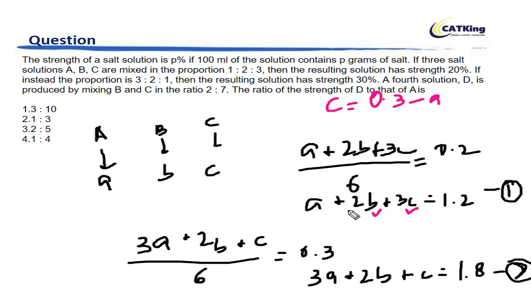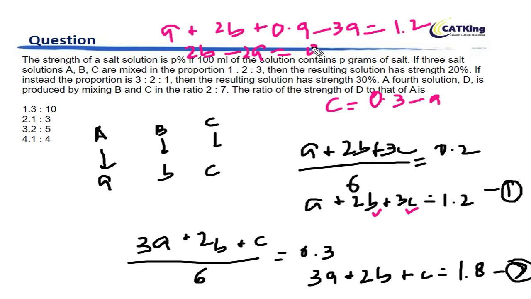So what we have to do is substitute C here. So this becomes A plus 2B plus 3C. Plus 3C becomes 0.9 minus 3A is equal to 1.2. Right? So now this becomes 2B and minus 2A is equal to 1.2 minus 0.9 is 0.3. So B becomes A plus 0.15.